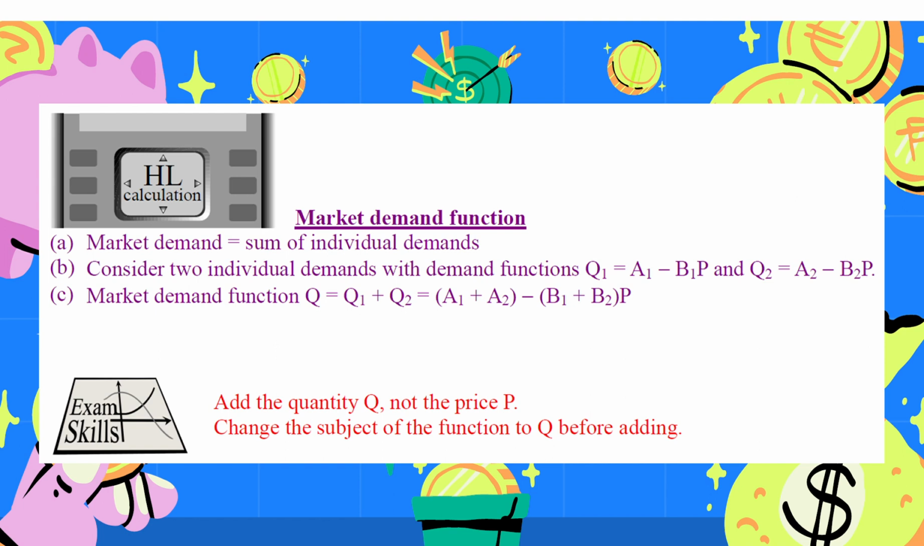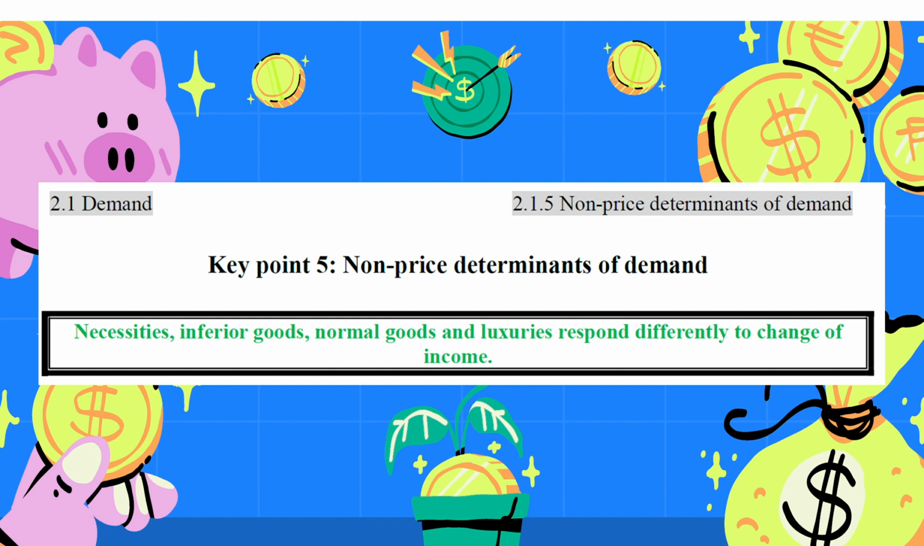So this is the magic. This is why we stress that we use this Q model, Q equals A minus BP, not P equals something. Bear in mind that we have a reason for it. Add the quantity demanded Q, not the price. Change the subject of the function to Q before addition. Got it? Excellent.